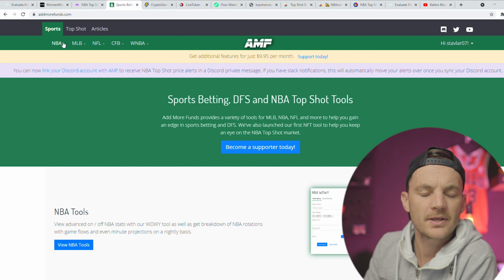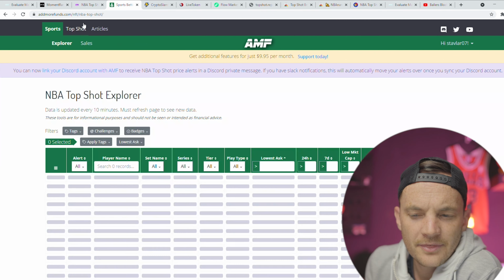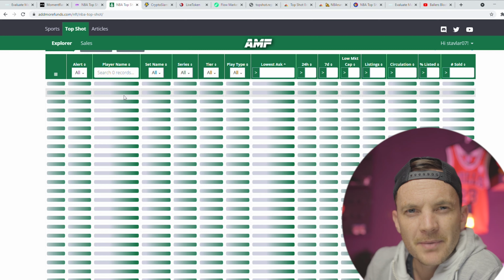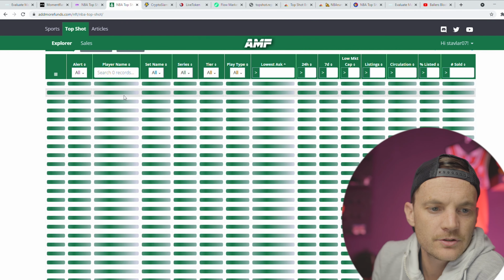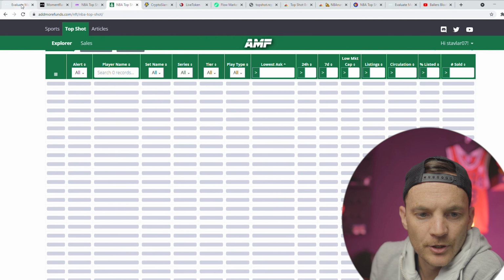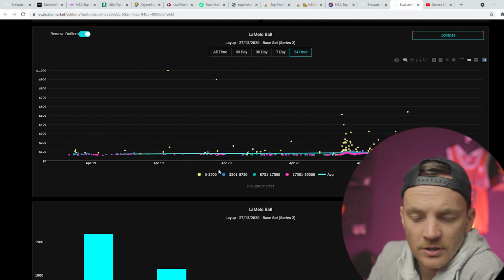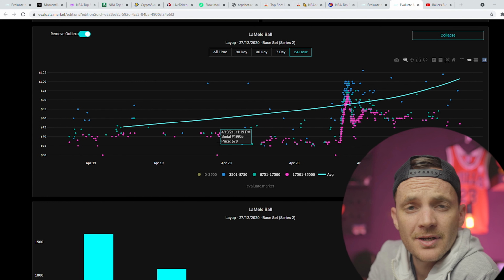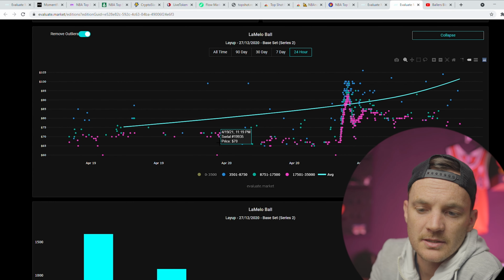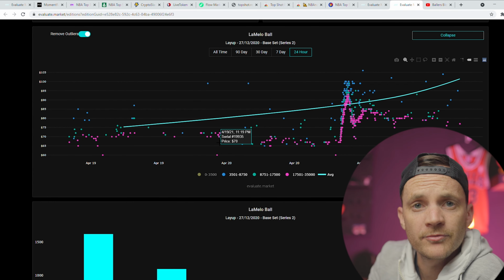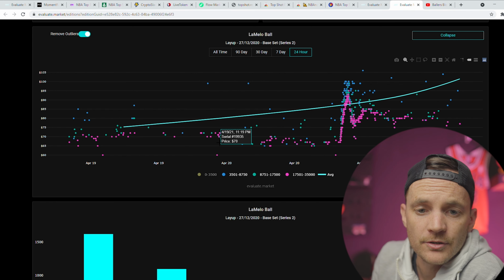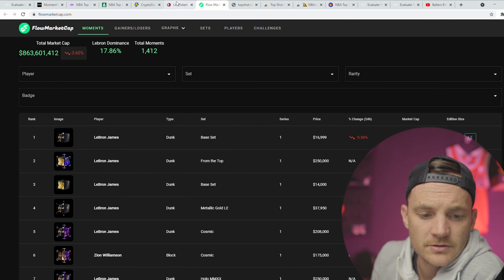Oh, there's Top Shot up there. I think Evaluate.Market kind of improved when you can see all the dots in a moment. When you can see all these dots color-coded by serial number, it really makes a lot of sense. This is what Add More Funds had as an advantage over Evaluate.Market in the early days, and now it's just kind of the same.